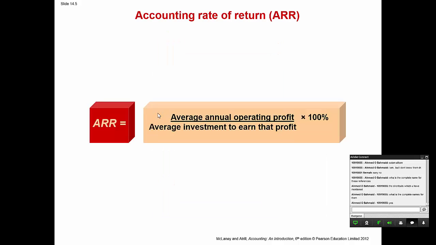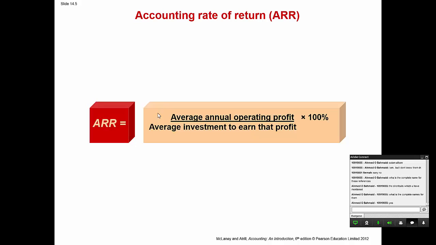Accounting rate of return can be found by this equation: the average annual operating profit divided by the average investment amount, okay, multiplied by 100%. That means if you have an investment that gives you an average of 10%, for example, yearly, and this investment costs around 1 million. That means 10% of 1 million is around 100,000.